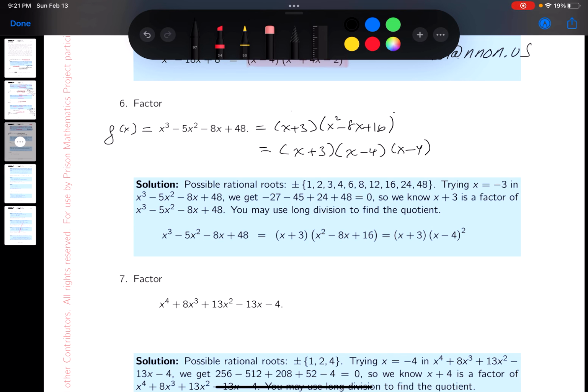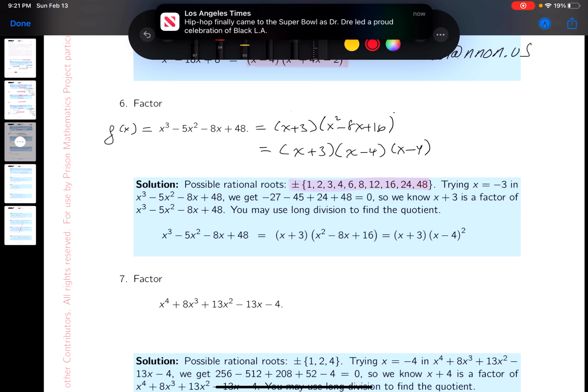Now, again, are they in the list? Yeah, minus 3 is in the list, and 4 is in the list. 4 is a repeated root, all right? So I'm going to claim that we're done here. I listed the candidate rational roots. Which ones would work? Minus 3 would work, and 4 would work, all right?